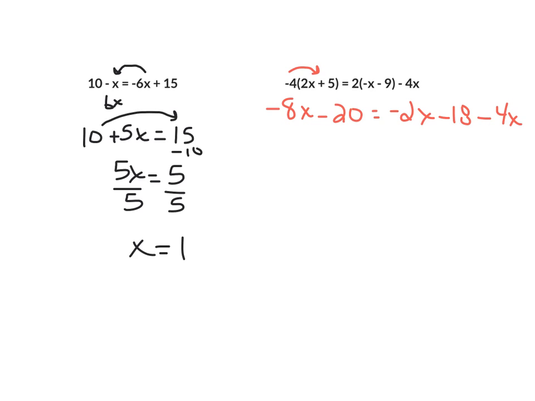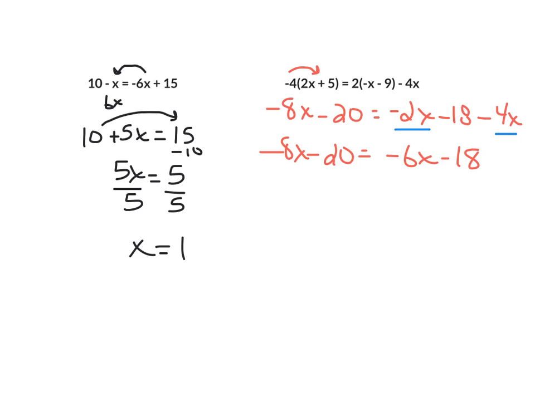Now, I'm not ready to move stuff quite yet because I look on my right-hand side and I see like terms. I see the negative 2x and negative 4x. I'm going to combine those. I get negative 6x and minus 18. Now I'm ready to start moving stuff across the equal sign.